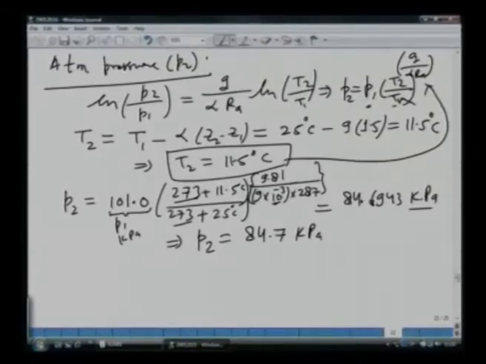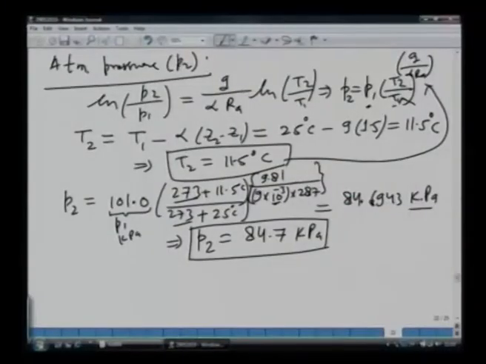Therefore, the atmospheric pressure at a height of 1.5 kilometers comes out to be about 84.7 kilopascals. So, you see that the pressure decreases quite rapidly as we go up. That is why trekking and mountaineering people, as they are going up, because the pressure reduces, the amount of oxygen reduces as we go up. So, they carry their oxygen cylinders and enough supply with them. So, this is the next answer.